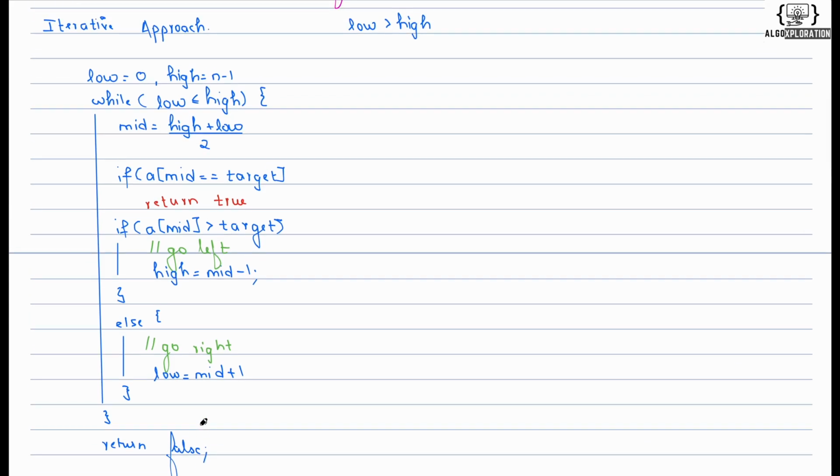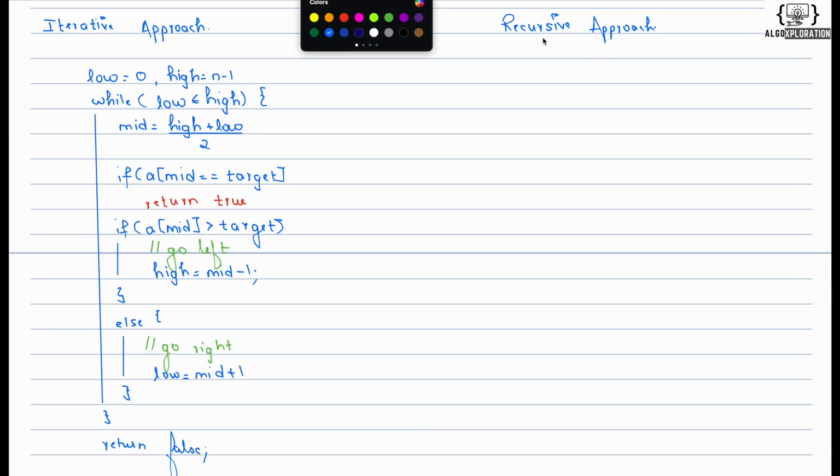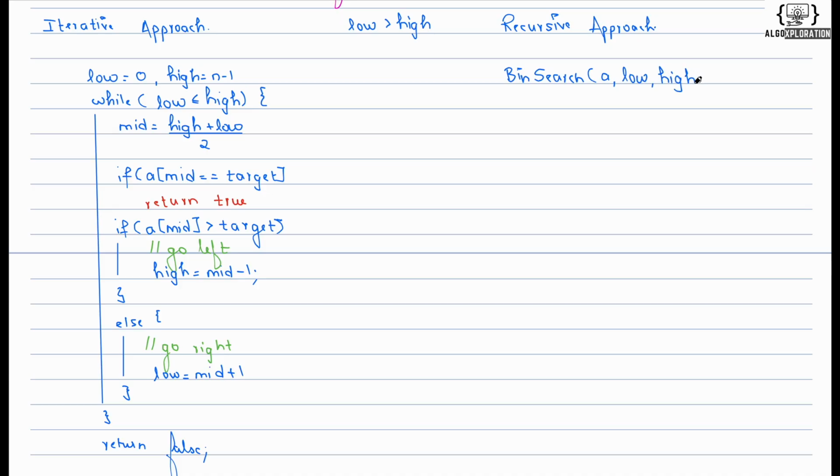Now let's try to design a recursive approach as well. I'll be naming this function binary search, in which I will be passing an array A, low, high, and target. Initially, the value of low will be 0 and the value of high will be n minus 1, which will be coming from the main function.